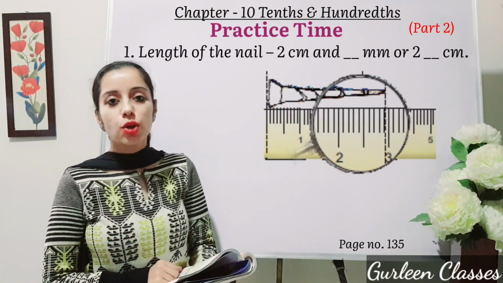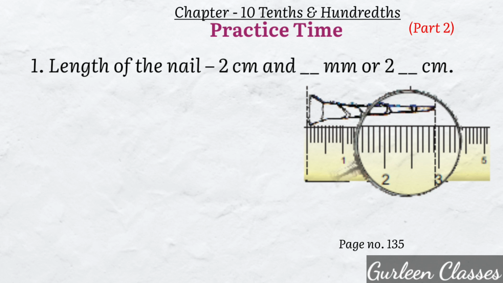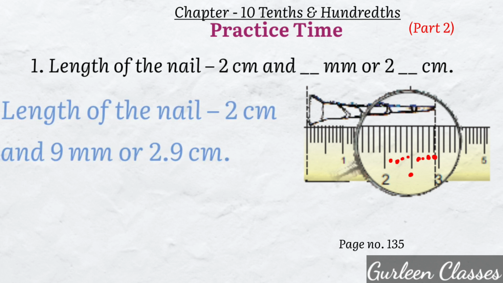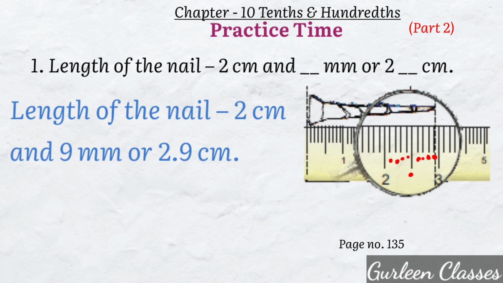So, now let us do practice time through screen. Practice time question number 1. Find the length of the nail. So, it is 2 centimeter and how much millimeter? So, students, start counting after 2 centimeter. 1, 2, 3, 4, 5, 6, 7, 8, 9. So it is 2 centimeter and 9 millimeter or 2.9 centimeter.